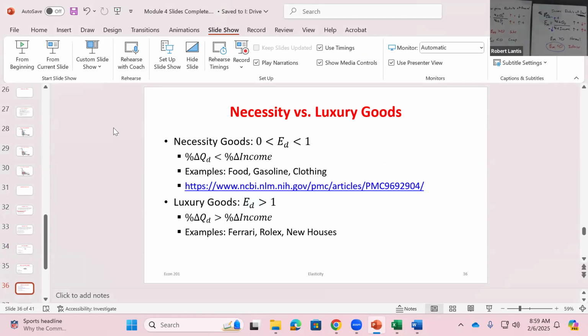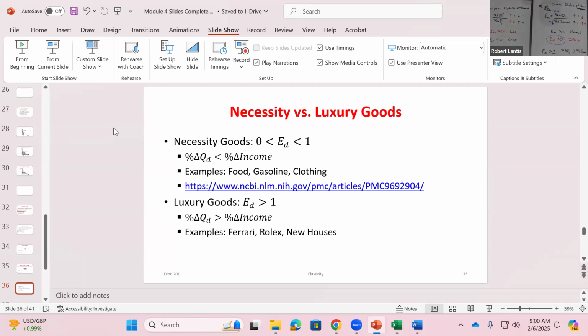When the income elasticity is greater than 1, what would have to be true? Well, in order for it to be greater than 1, that would imply the percentage change in quantity demanded is greater than the percentage change in income. How do I get really large percent changes in quantity demanded? Well, if I start out at 0 and I go to 1, that's always going to be a large percent change.